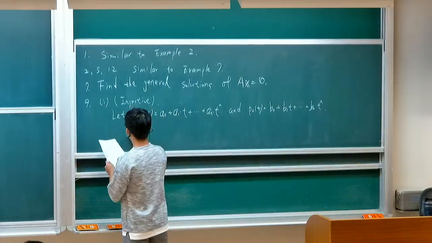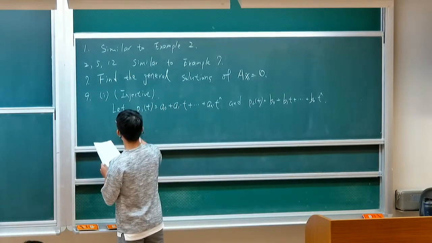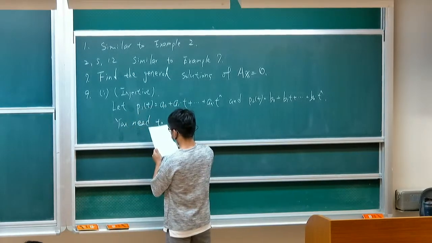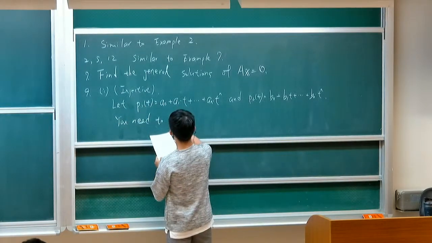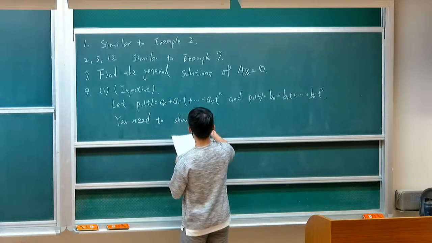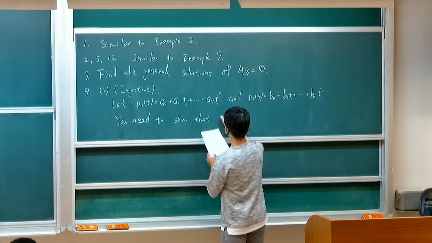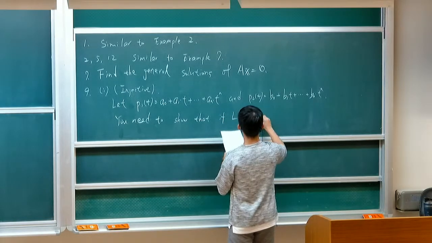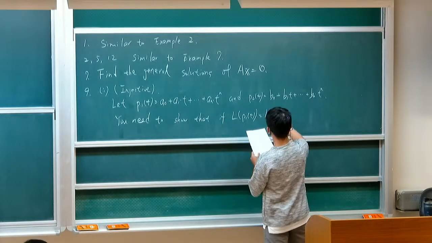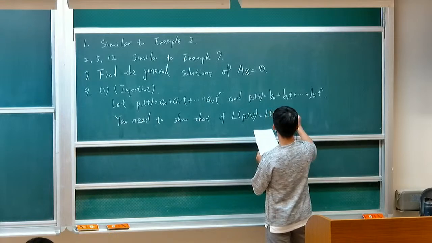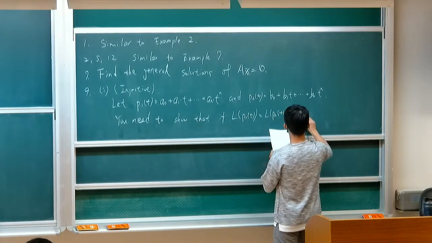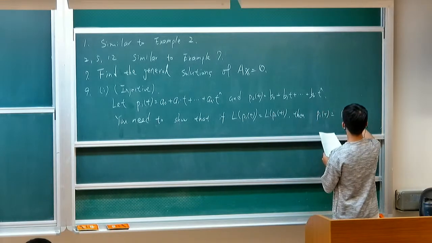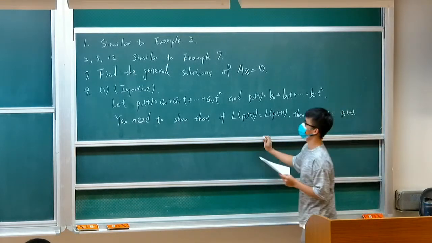Then you need to show that if L of P1 of t is equal to L of P2 of t, then P1 of t is equal to P2 of t.